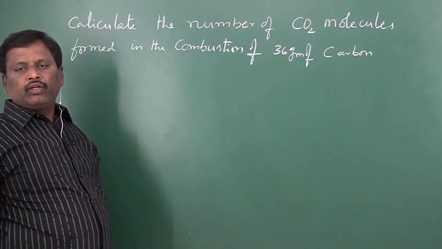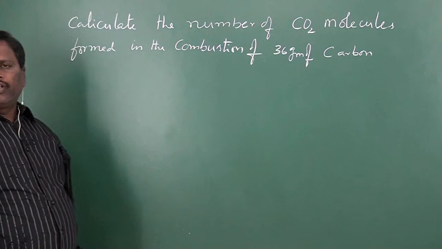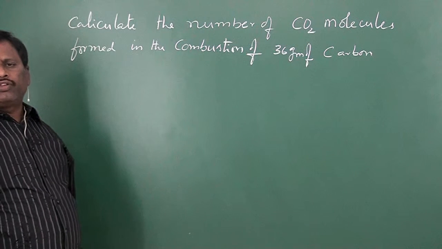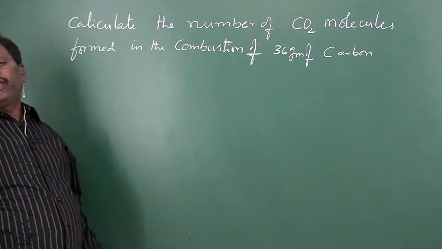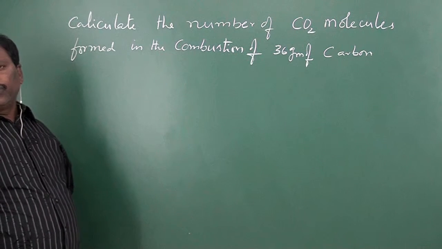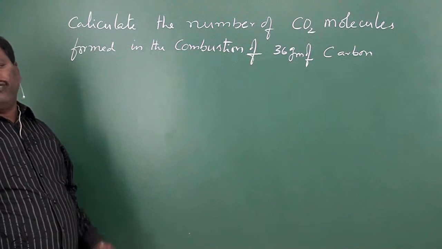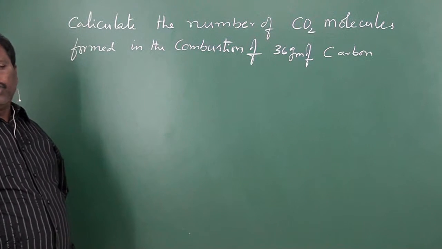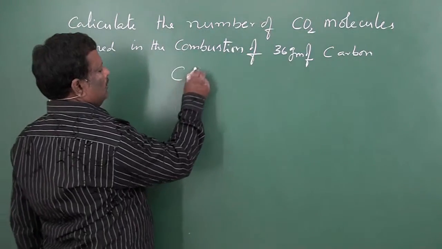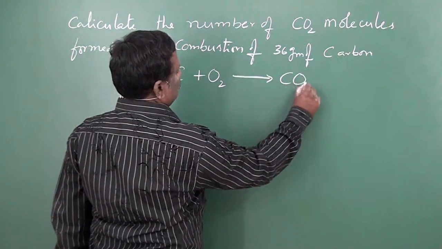36 grams of carbon. Now here, for this also, the first thing you have to do is write the required equation. Carbon was burned to give carbon dioxide. Anything that is burned means it is burned in the presence of oxygen. So carbon, when burned in the presence of oxygen, gives us CO2.